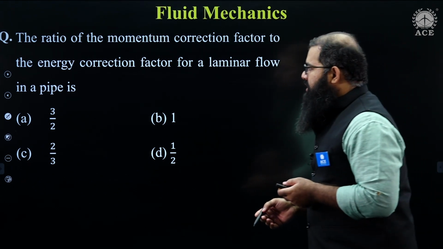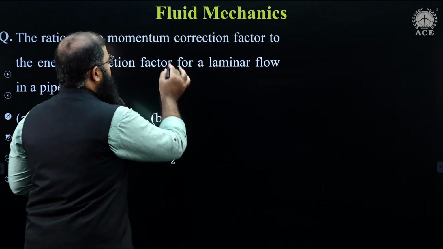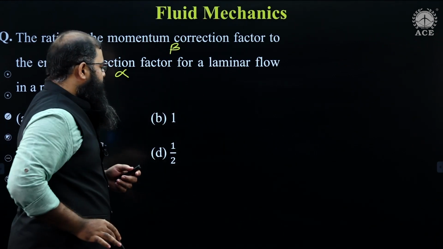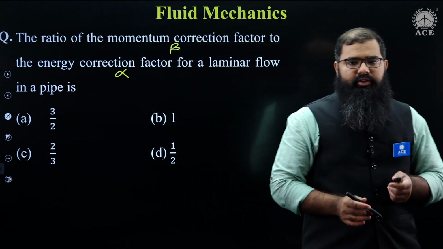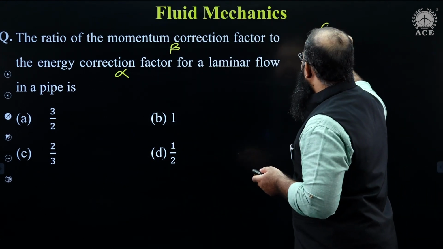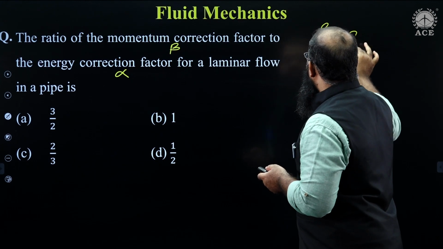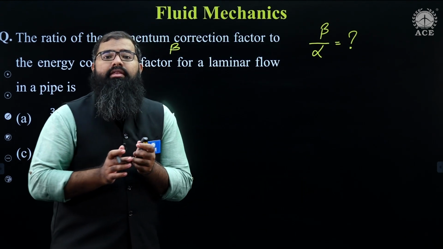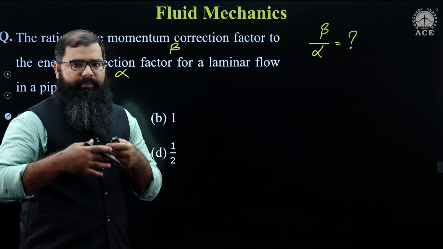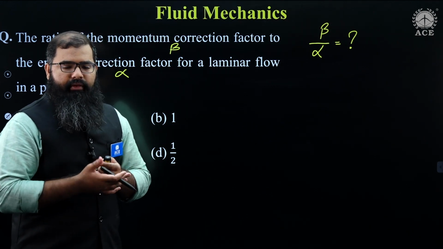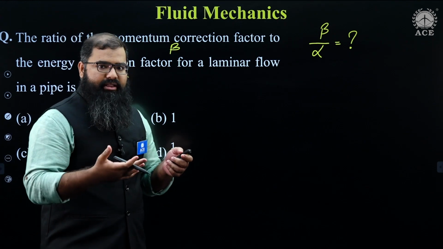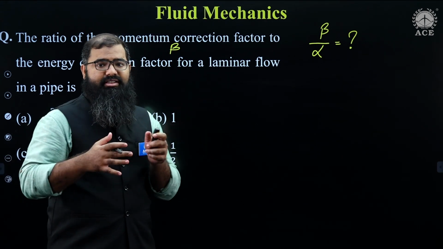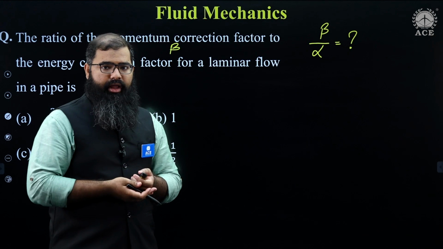Okay, momentum correction factor, we generally prefer beta for momentum correction factor, and for energy correction factor or kinetic energy correction factor we prefer alpha, right? So he is basically asking you for laminar flow through pipes, beta upon alpha is equal to how much? Now this is something which has been memorized by almost every student, hopefully, right? Whenever we take the concept of alpha and beta, we mention this, and whenever we discuss laminar flow through pipes, again we mention this. So this is a topic which has been discussed multiple times over and over again, right?